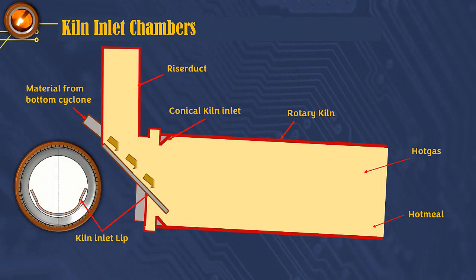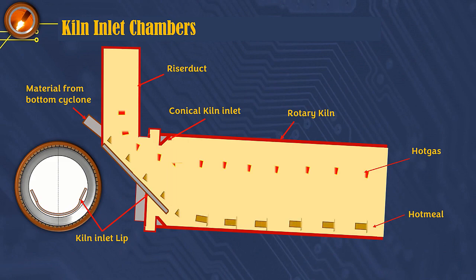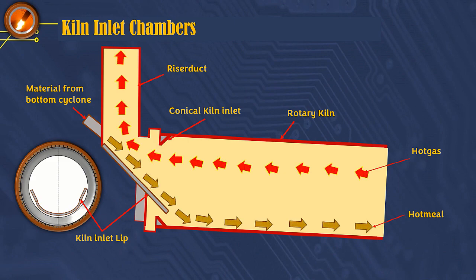Alright, let's continue this discussion. This is an illustration of the flow of material entering from the bottom of the cyclone, then the material enters the kiln through the sliding wall and inlet lip. And the flow of hot gas from inside the kiln to the preheater system through the kiln inlet and riser duct.